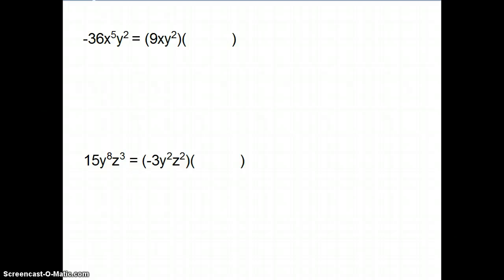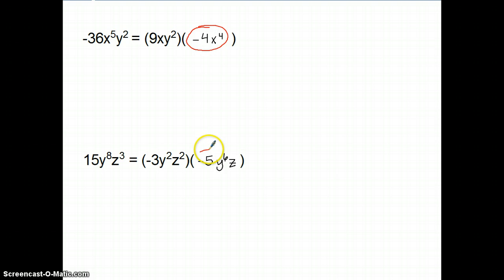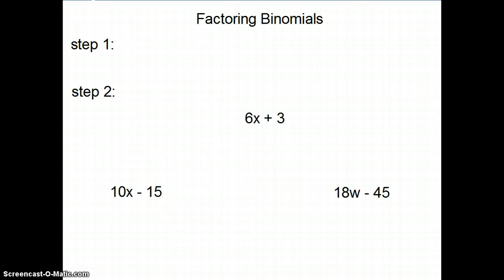Go ahead and take a moment to pause the video and try the next two on your own. For the first, you should have a negative 4x to the 4th. For the second, you should have negative 5y to the 6th times z.